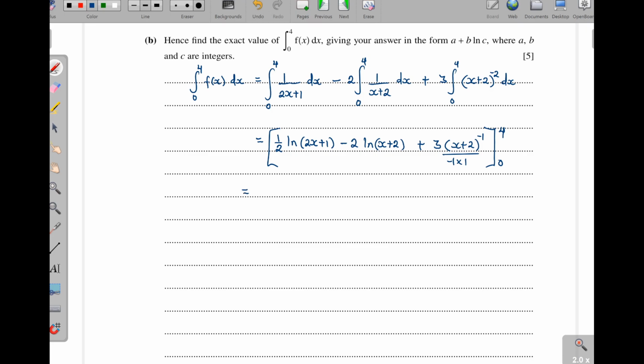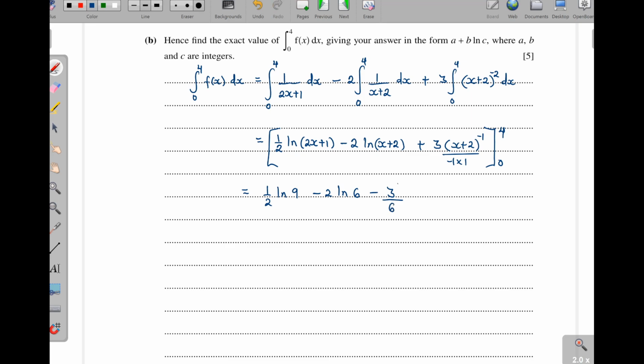So you put a 4 here. 4 times 2, 8 plus 1. That one gives us a 9. So we have a half of natural log of 9. Then minus 2 times natural log of 4 plus 2. That will be a 6. Okay. Then from there, we shall have a negative because this one is negative 1 times the 3. So we shall have a minus 3. Then out of this one will come down as x plus 2. So you put a 4 plus the 2. That will be a 6.